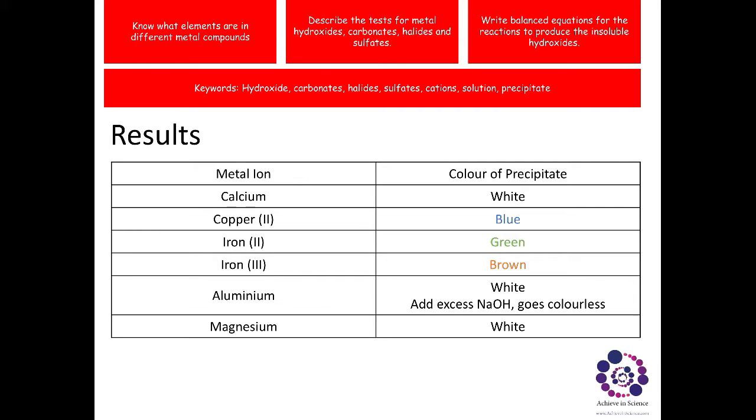As you can see, there are 3 white precipitates. One of them goes colourless with additional sodium hydroxide, but 2 of them are white. The other ones are easier to identify.